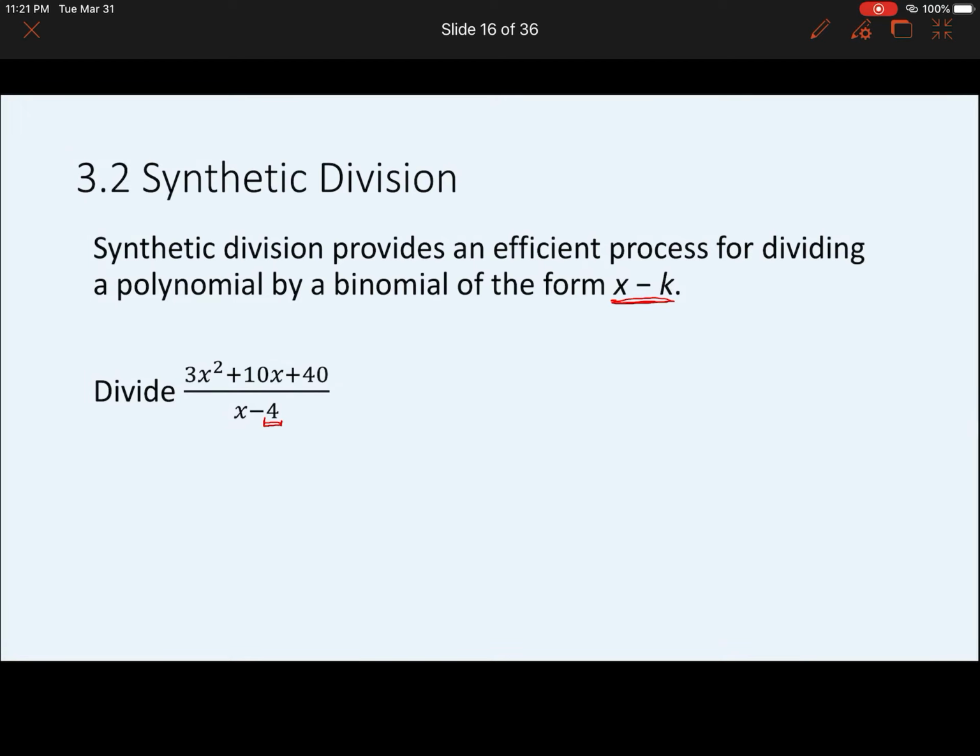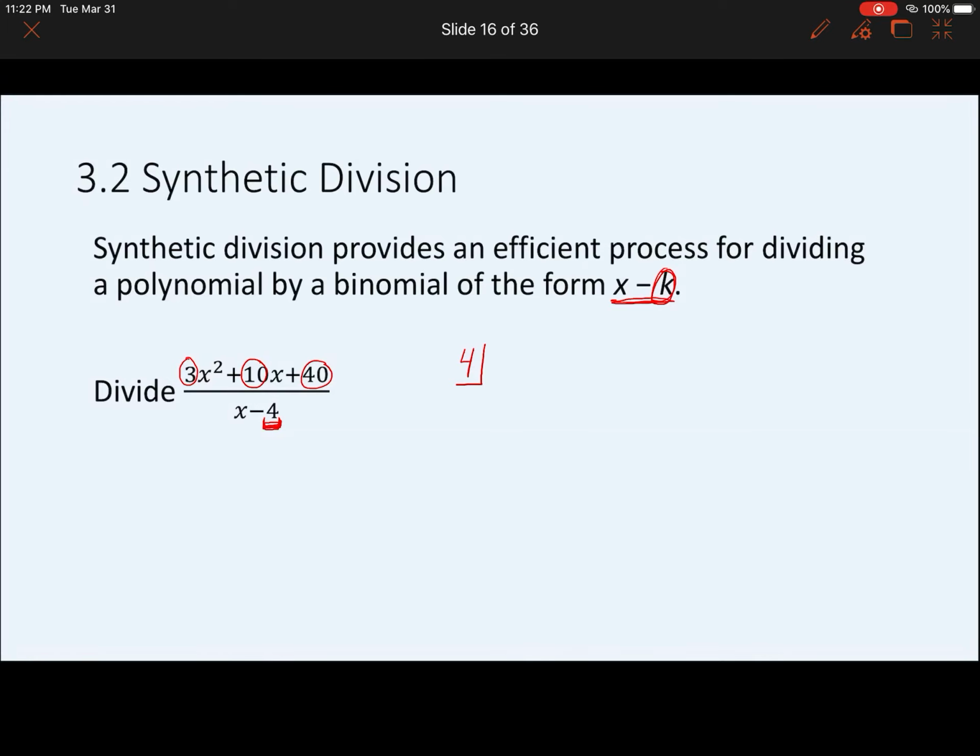So let me kind of walk you through how this works. This may be something some of you have seen before, maybe something that is new to some of you. The process is pretty simple. It is a much easier way than like a long division that you could do. So the way this is going to work is we're going to start with whatever this number happens to be. Now, notice in our form it's x minus k, so we're only looking at the k part of it. So in this case, where you see x minus 4, 4 is the number that we're going to start with.